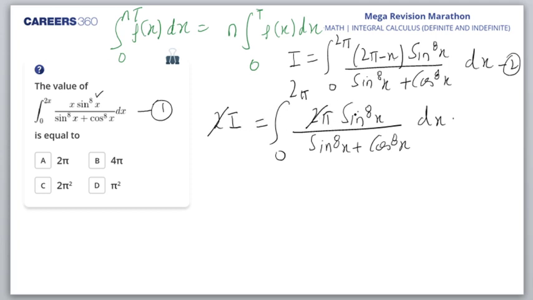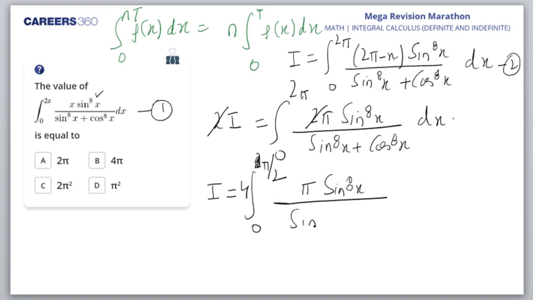Now listen, this function sin raised to power 8x upon sin raised to power 8x plus cos raised to power 8x is a periodic function. Its period would be what? Sin 8x and cos 8x, the period would be pi by 2. Okay, so I can write this as I is equal to 0 to 2 pi, 4 into pi by 2, pi, sin 8x upon sin 8x plus cos 8x. Okay, the period is pi by 2.